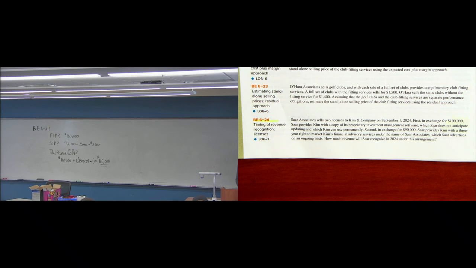Questions? Is everybody clear as to why the first license is the functional and why the second one is the symbolic? Are we okay with that? You understand the differences between the two? Okay. All right, moving on.